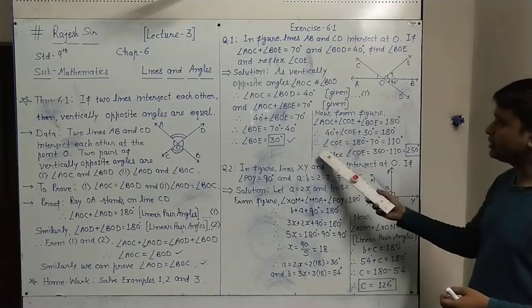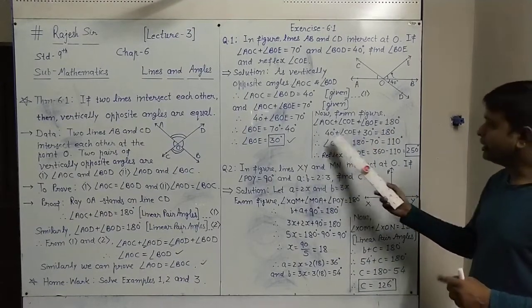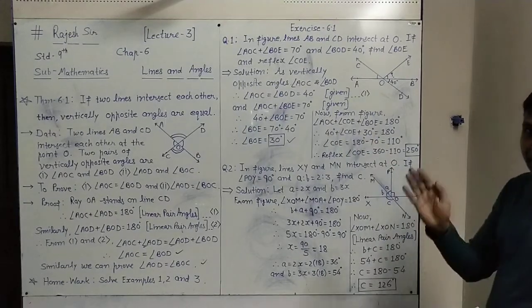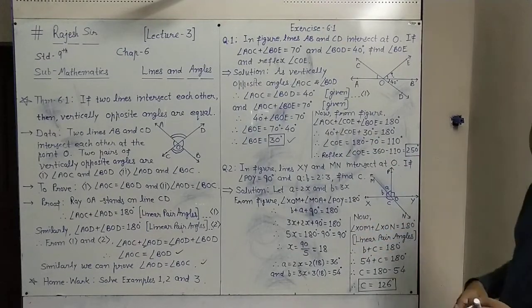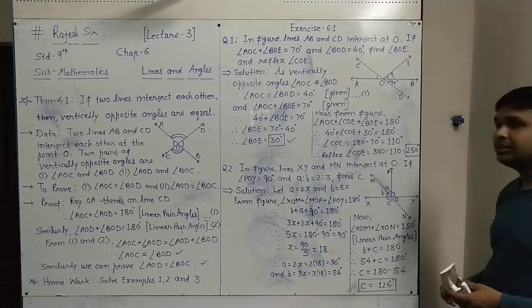So on the left, angle COE as it is equals 180 on the right as it is. On the left, 40 plus 30 is 70, plus 70 on the left. If we take it to the right, it will be minus 70. 180 minus 70 is 110.